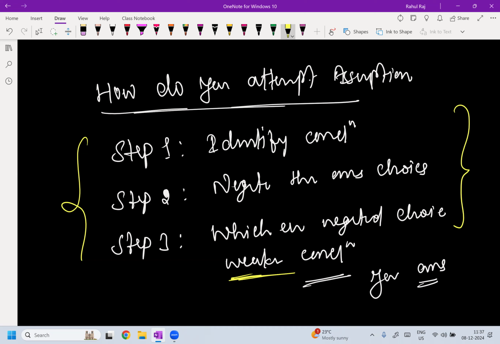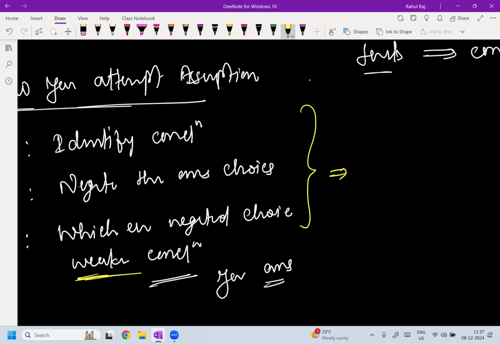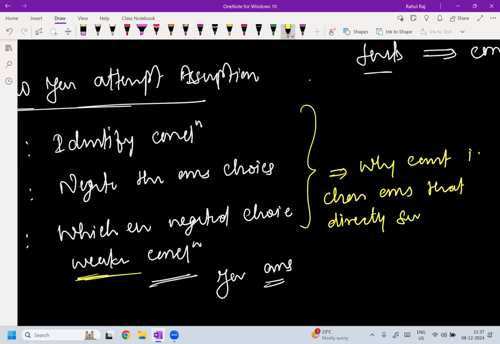Now, what the hell are you doing, Rahul? Why should I negate it and weaken the conclusion? You can 100% ask me, why can't I choose an answer that directly supports the conclusion? Can you ask me this question now? Why can't I choose an answer that directly supports the conclusion? Am I right? This is one question that you can 100% ask me. Agreed? Yes or no?